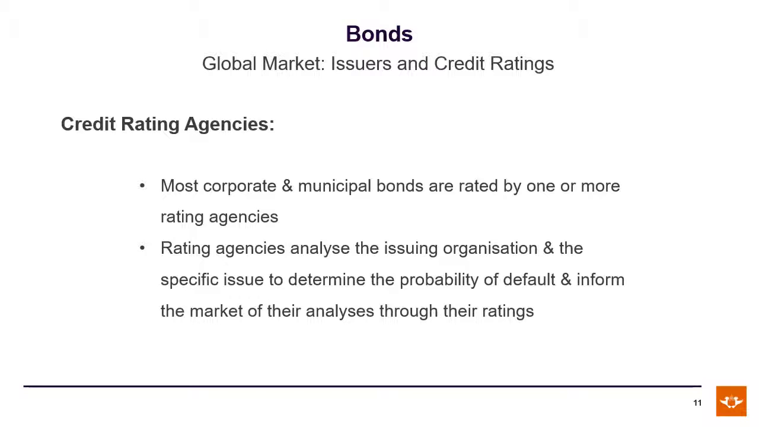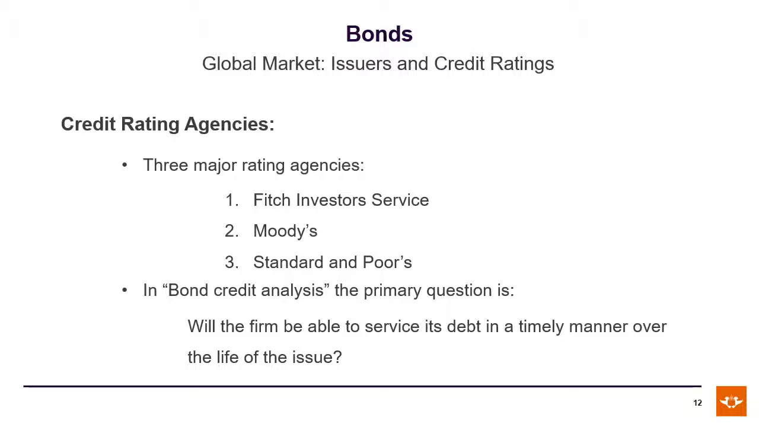Now, currently there are three major rating agencies. There's Fitch Investor Services, there's Moody's, and Standard & Poor's. In bond credit analysis, the primary question is, will the firm be able to service its debt in a timely manner over the life of the issue? Now, recently, Moody's decided not to downgrade South Africa because they credit rate sovereign issues as well as corporate issues, and we were lucky enough to survive, and we have not been downgraded by Moody's to junk status. We are still investment grade. Unfortunately, Standard & Poor's in 2017 downgraded South African bonds to junk status.